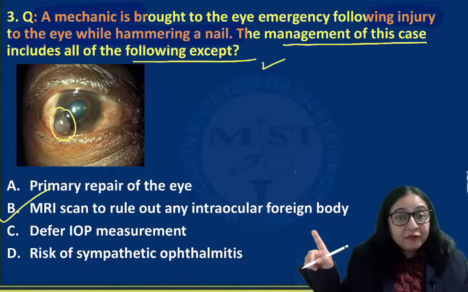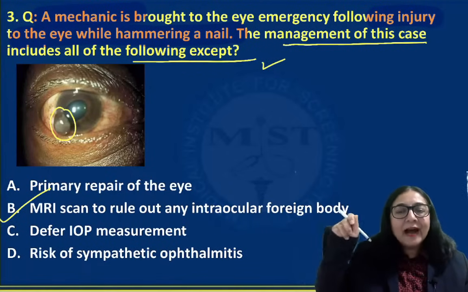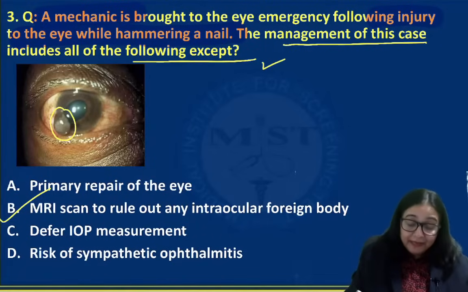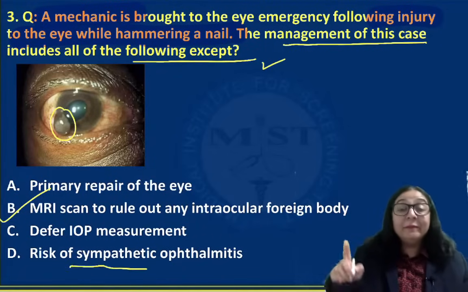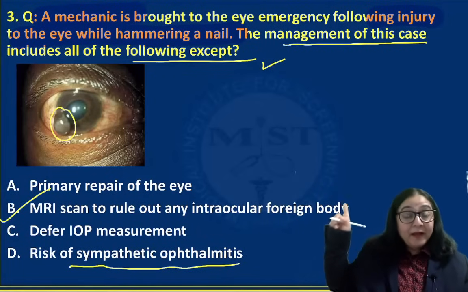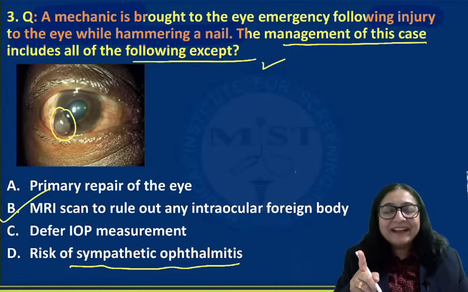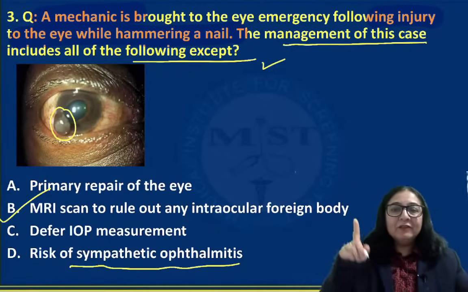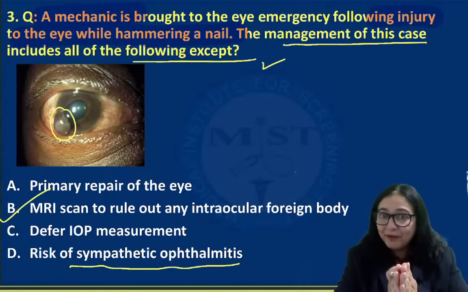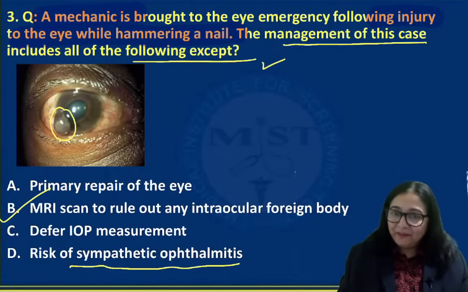What else should be done? Defer intraocular pressure measurement. You don't want to press the eyeball to cause further damage. And you must explain the risk of sympathetic ophthalmitis. You should keep in mind this is a penetrating eye trauma. If you see there is a uveal prolapse there, which is a risk factor for sympathetic ophthalmitis. So that is why these kind of patients should have immediate primary repair of their injury. Otherwise, they can develop sympathetic ophthalmitis.